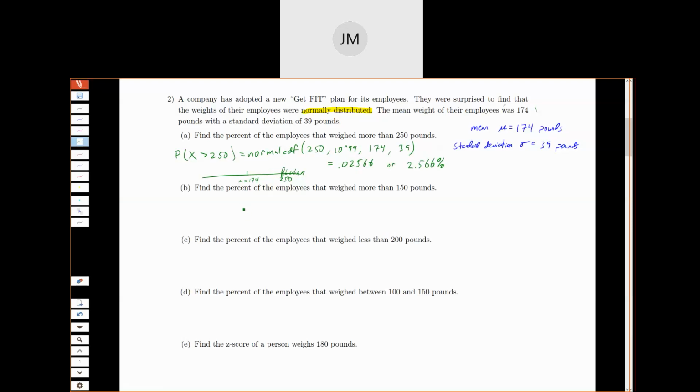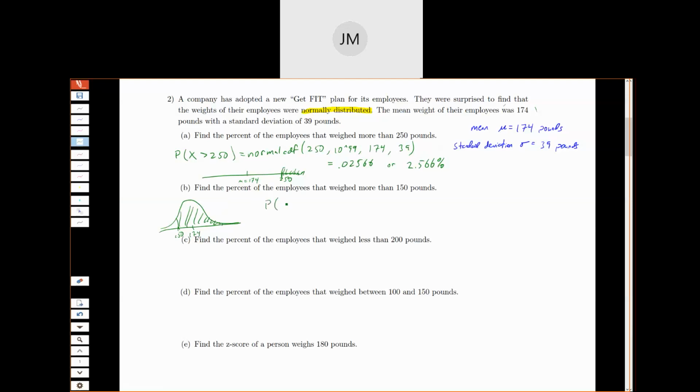Find the percent of employees that weighed more than 150 pounds. Here I drew a number line. It's running out of space. I actually like to draw a normal distribution for these problems, and the reason I like to do that is because it gives me a good number sense. If I have my mean of 174, and we say find the probability that we have 150 or more, I can say, oh, that's going to be the majority of the probability. I'm probably going to have a really high percentage here, maybe 80 or 90% or something like that.